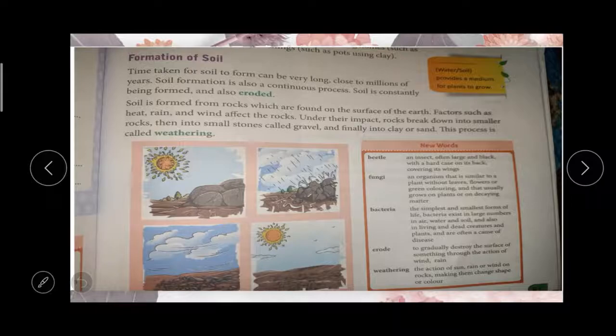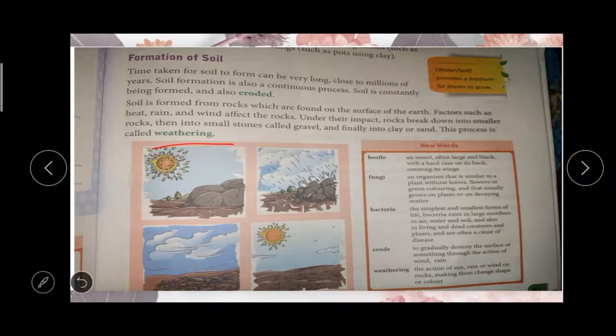Soil is formed from rocks found on the surface of the earth. So many rocks are present in our places, and from those rocks soil is forming. Factors such as heat, rain, and wind affect the rocks. Due to this impact, the rock breaks down into small rocks, small stones. We call it gravel, right? We use it for building and construction purposes. And finally it will turn into clay or sand. This process is called weathering.